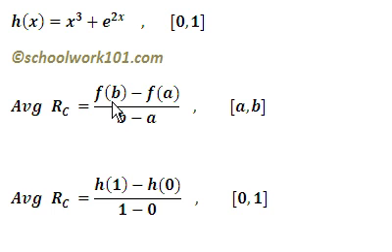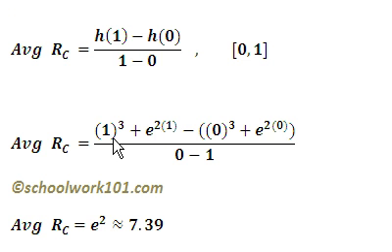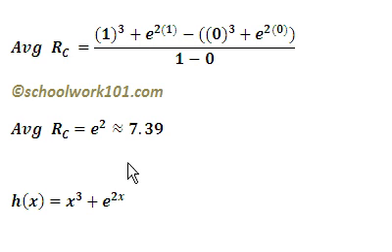So we take 1, this is our f of b, and our b happens to be 1. So h of 1 minus h of 0 over 1 minus 0. So we plug 1 into our function, minus, and plug 0 into our function, and this should be 1 minus 0 here. Okay, well it is now. And then we just do the arithmetic and we end up getting e squared.